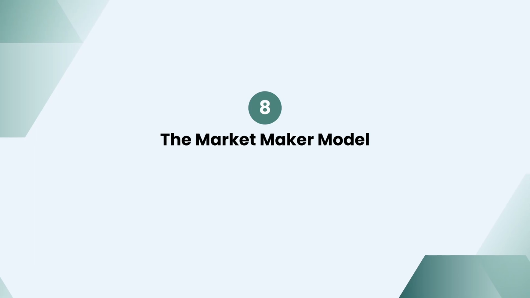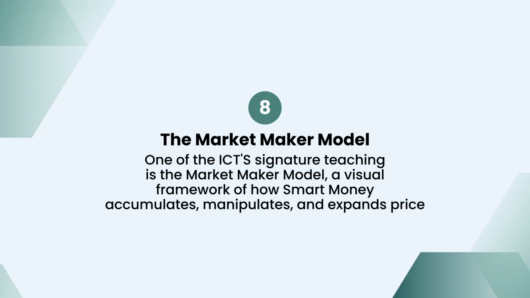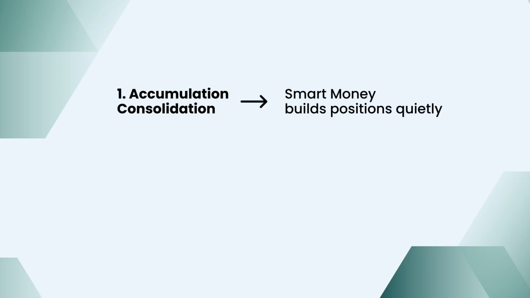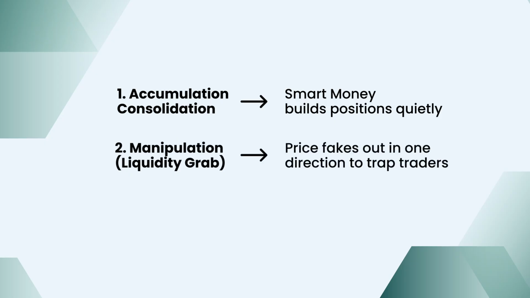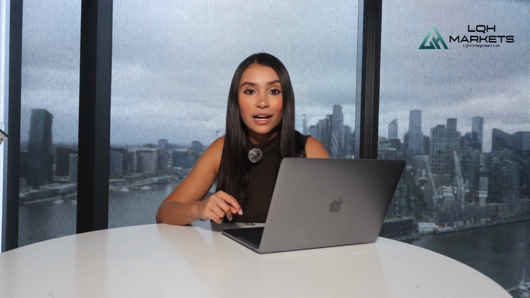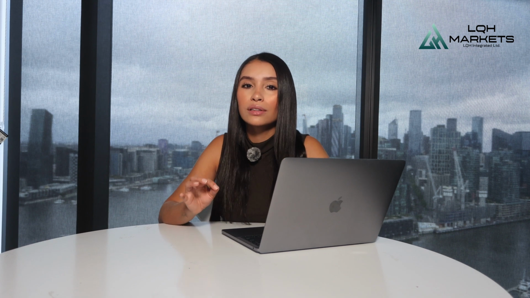The number 8 is the market maker model. One of ICT's signature teachings is the market maker model, a visual framework of how smart money accumulates, manipulates, and expands price. It consists of 3 key phases: accumulation, consolidation, where smart money builds positions quietly; manipulation, the liquidity grab, where price fakes out in one direction to trap traders; and distribution, expansion, where the real move begins. This model repeats across all time frames, minute charts, daily charts, even weekly charts. Once you start recognizing it, the market suddenly looks a lot less random.